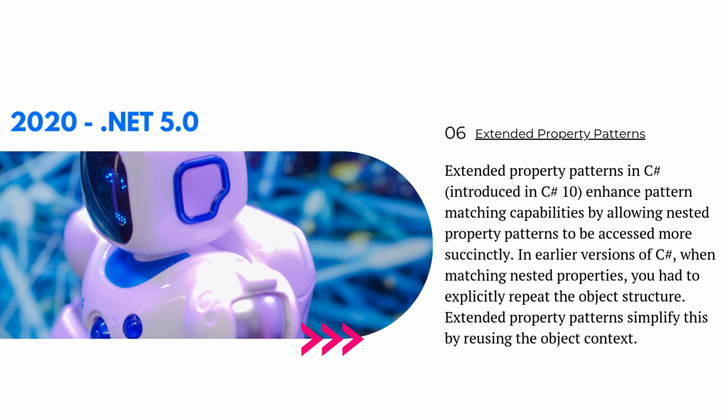Extended property patterns in C#, introduced in C# 10, enhance pattern matching capabilities by allowing nested property patterns to be accessed more succinctly. In earlier versions of C#, when matching nested properties, you had to explicitly repeat the object structure. Extended property patterns simplify this by reusing the object context.